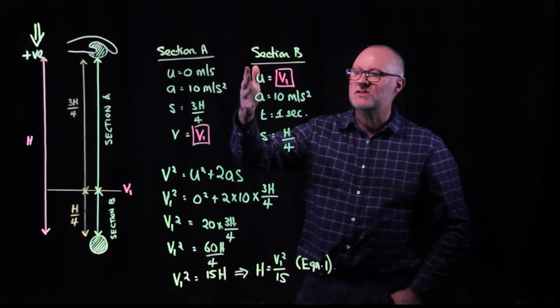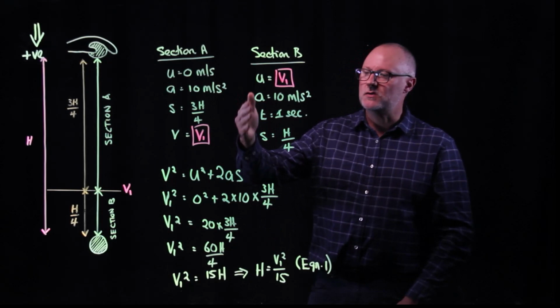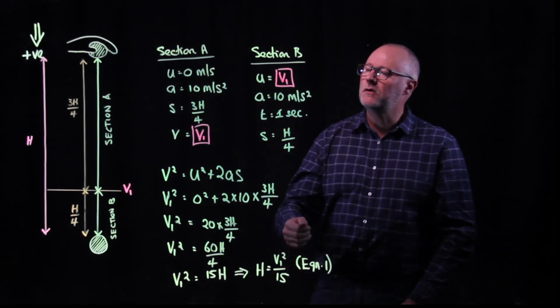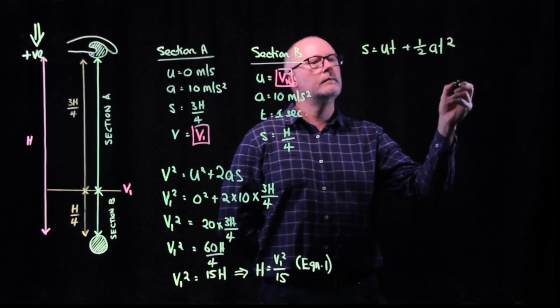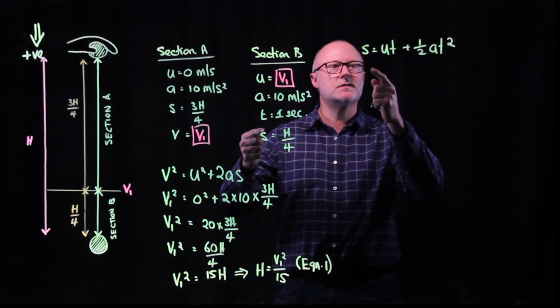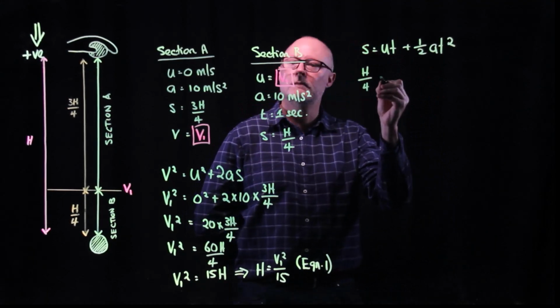Let's now examine section B, where we have a u, a, t and an s. There'll be a SUVAT equation that uses these 4 variables. We'll enter that data in, and we'll create a second equation where h is the subject. So here's our variables, and here's our appropriate equation, using the s, the u's, the t's and the a's. Let's now sub those values in.